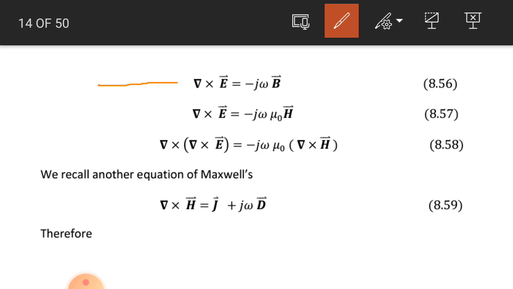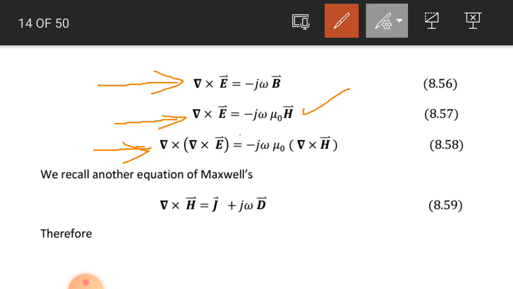In order to derive the equation for the electric field intensity in free space, we consider this equation of Maxwell, which says that the curl of the electric field intensity is equal to minus j omega B, where B is the magnetic flux density of the transverse electromagnetic wave. We know that the magnetic flux density in free space will be equal to mu naught H. So the curl of the electric field intensity is equal to minus j omega mu naught H. We calculate the curl of the vector quantity on the left hand side and the curl of the vector quantity on the right hand side as well. So the curl of the electric field intensity will be equal to minus j omega mu naught into the curl of the magnetic field intensity.